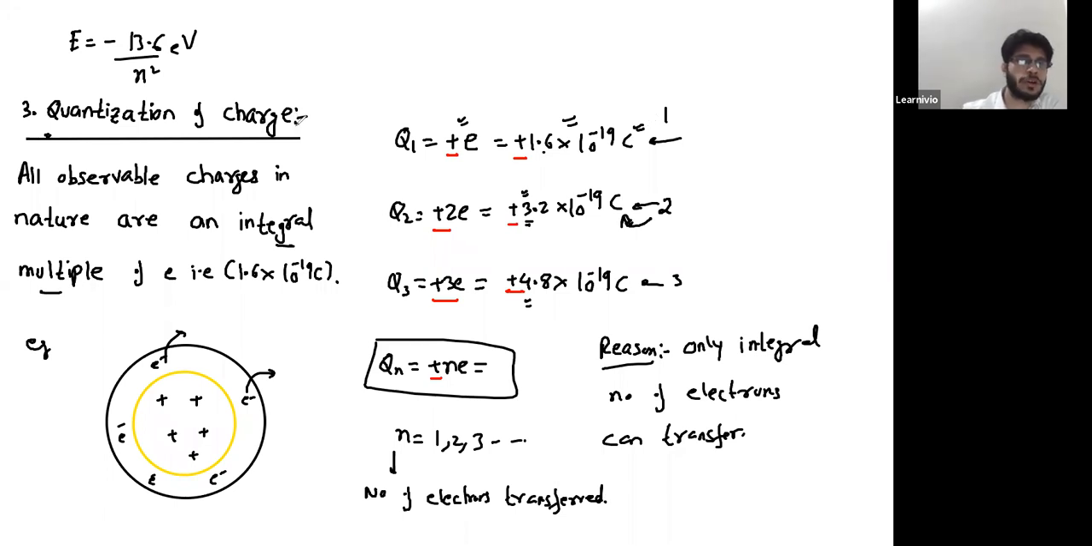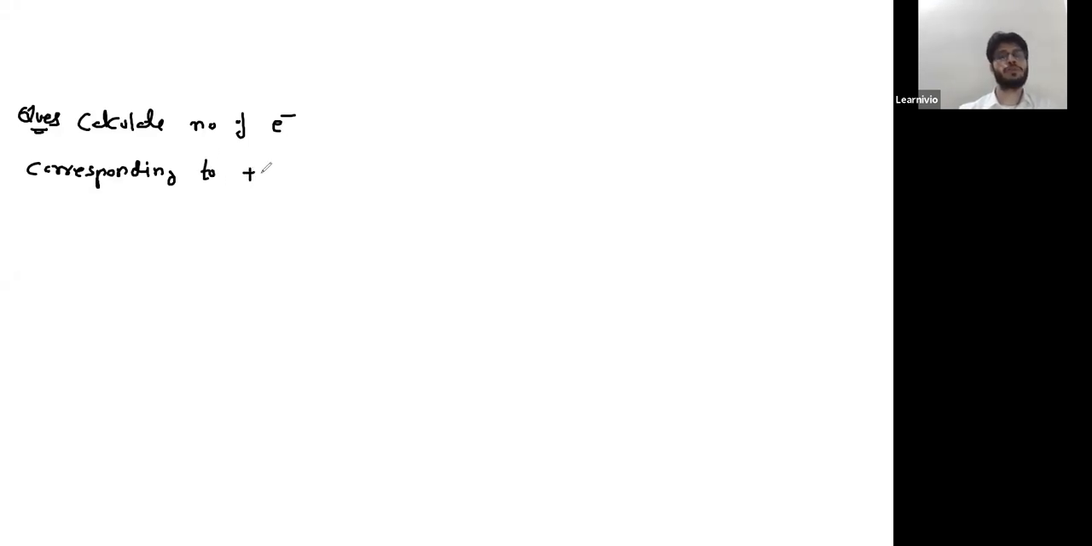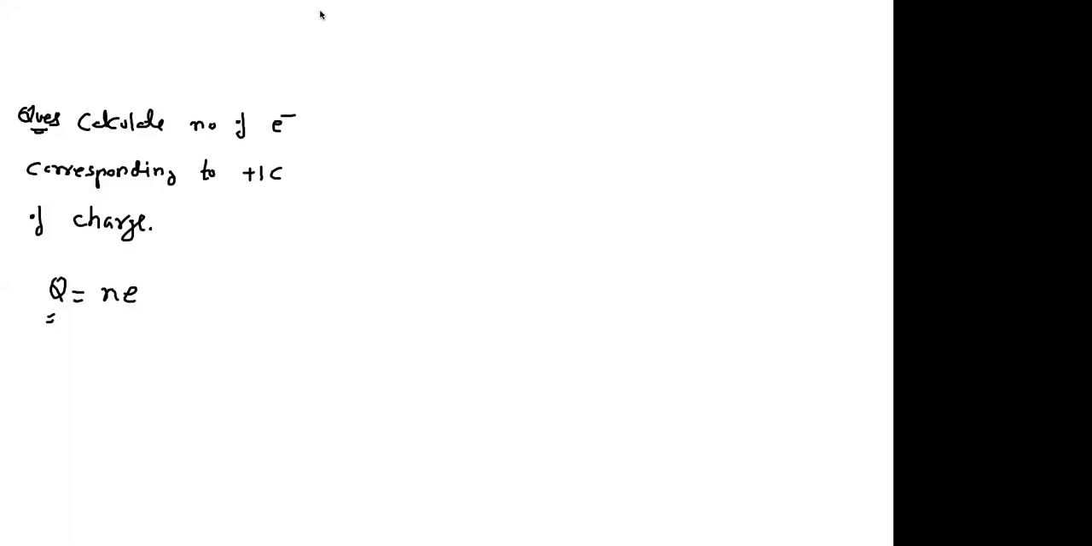Okay, let's solve some numericals on quantization. Start with the basic one. Calculate the number of electrons corresponding to plus 1 coulomb of charge. Just calculate the number of electrons corresponding to 1 coulomb. Simple, using this equation: Q is equal to n e. You have Q, which is 1 coulomb. You have e, which is 1.6 into 10 raised to minus 19. Just calculate the value of n.